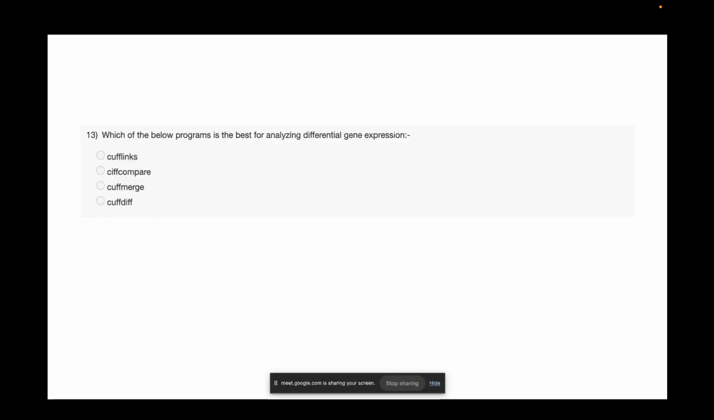So again, these are all Cuff tools. I don't think the second one exists. CuffCompare exists. I don't think the other one exists. But for analyzing differential gene expression, the best tool to use is Cuffdiff, right?